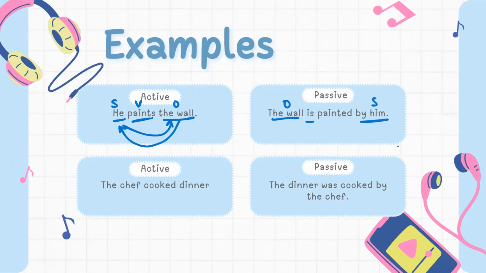To be form is painted, V3. To be form is painted is V3 form. So the sentence is the wall is painted by him.